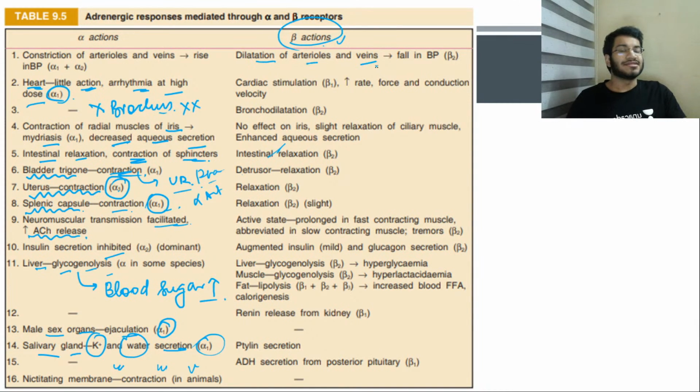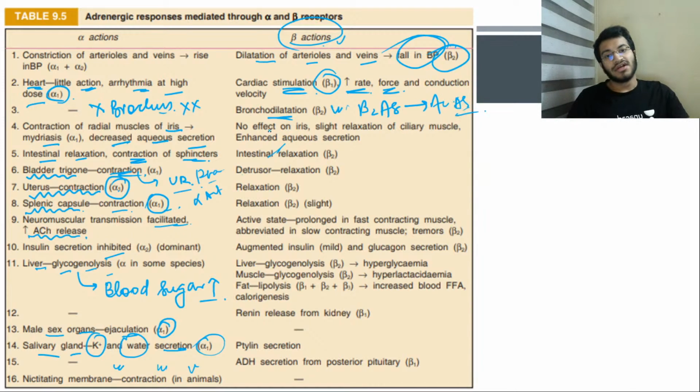Dilatation of arterioles and veins. Because of beta action there is dilatation of the arterioles and veins and there will be a fall in BP due to beta 2, right? Then beta 1 causes cardiac stimulation. It will increase the rate of the heart and the force of conduction, and it will dilate the bronchus. That's why beta 2 agonists are the preferred drugs for an acute asthmatic attack. Then beta receptors are not present on the iris and there will be slight relaxation of the ciliary muscles and enhanced aqueous secretion, intestinal relaxation and detrusor relaxation, then relaxation of the uterus as well.